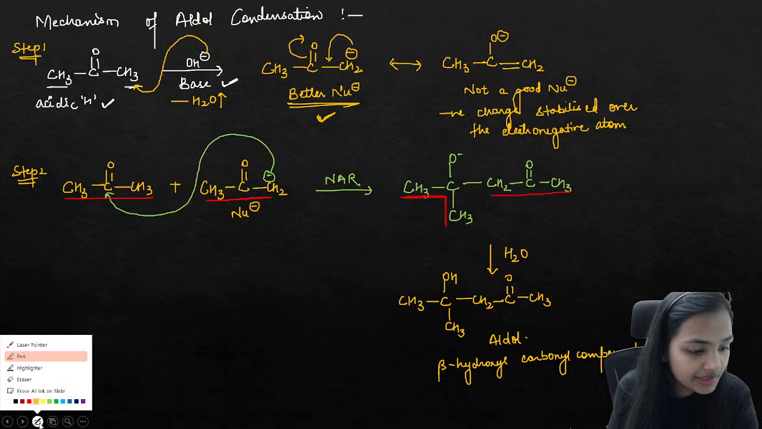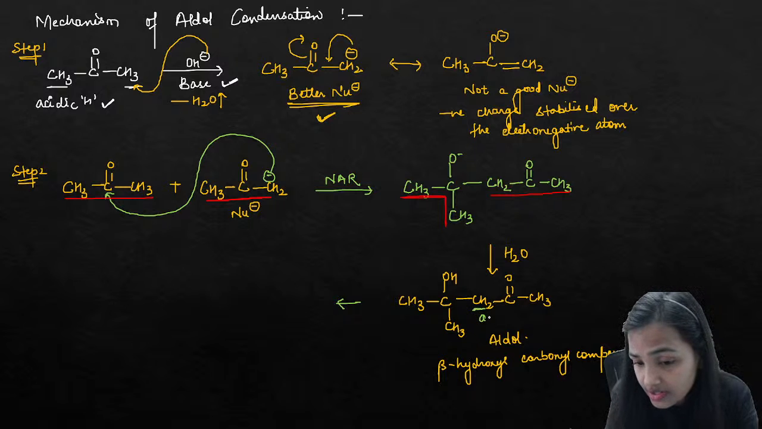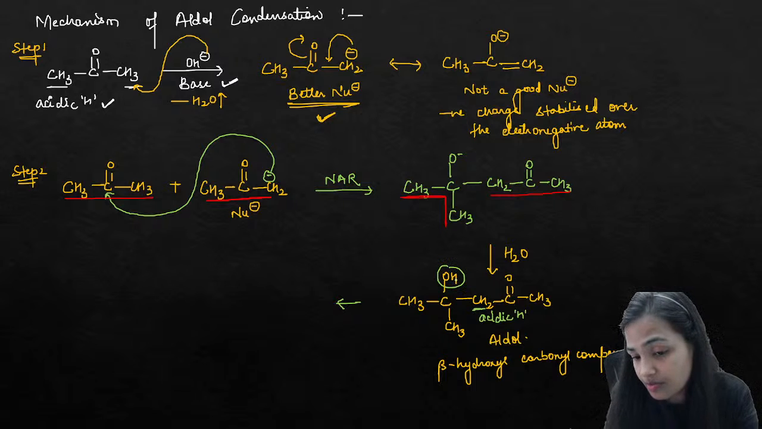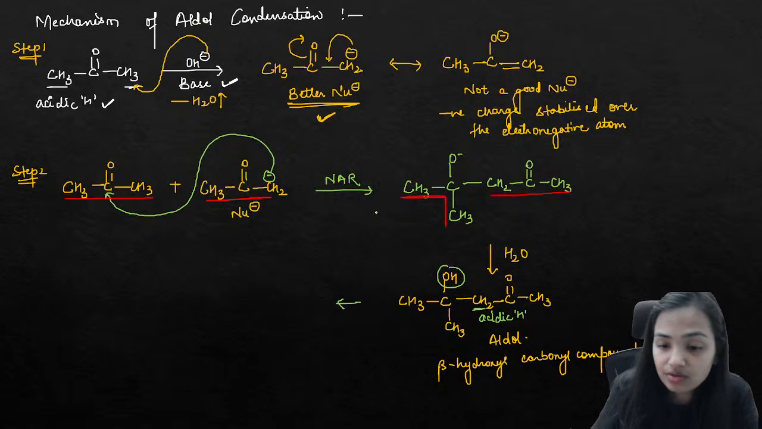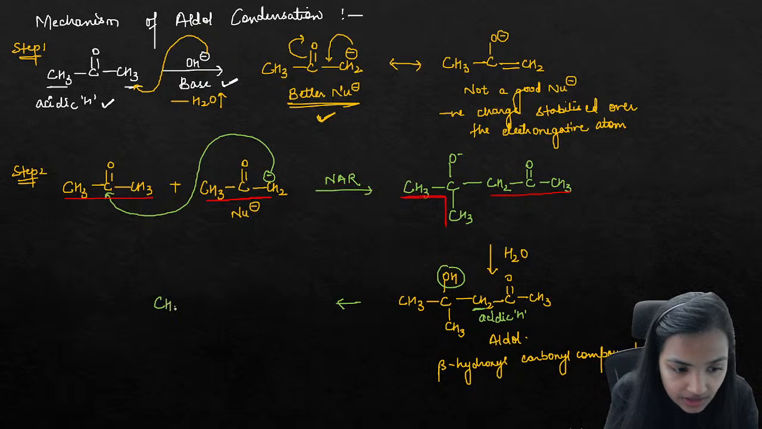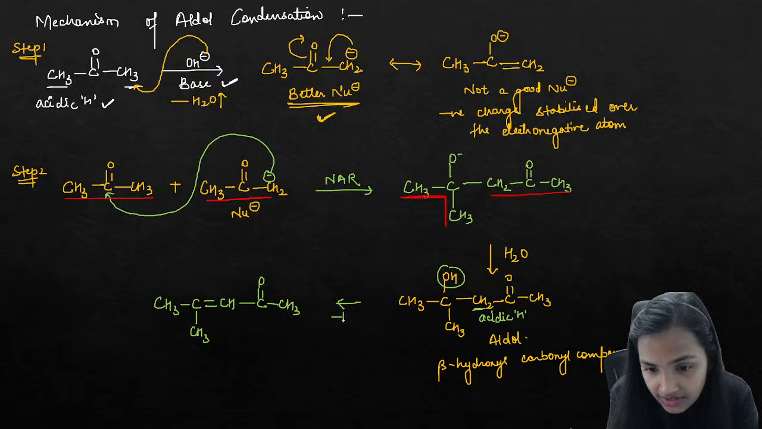Now, if you figure it out in another way, that is, if I do the elimination of water, I would say that okay, I am having one more acidic hydrogen. So if you have this acidic hydrogen, and if you have this OH, which can be protonated and become a good leaving group, then ultimately, because the reaction is happening in the presence of a base, it will abstract the proton, and so ultimately we will be getting CH3 C double bond CH C double bond O CH3 by the elimination of water.